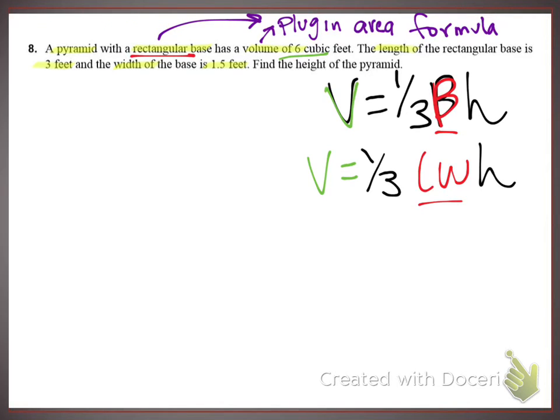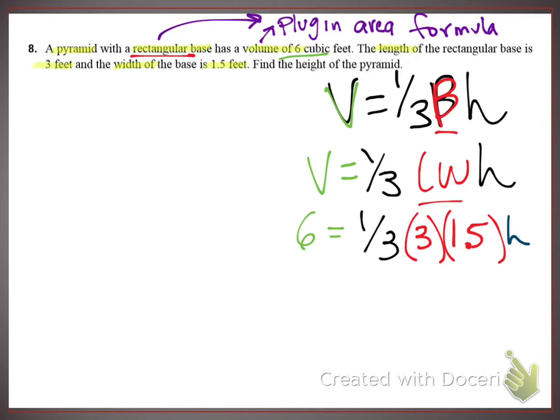The volume, 6. That equals 1/3. What is the length? It is 3. And then the width, 1.5. And then we don't know the height. You should not need a calculator for this. What's 1/3 of 3? It is 1. So if 1/3 of 3 is 1, what's 1 times 1.5? 1.5. So we have 6 equals 1.5 h.